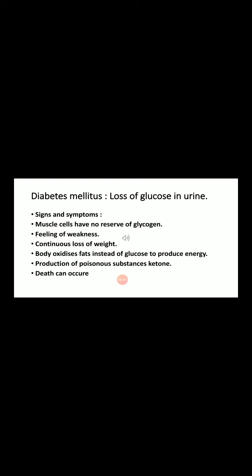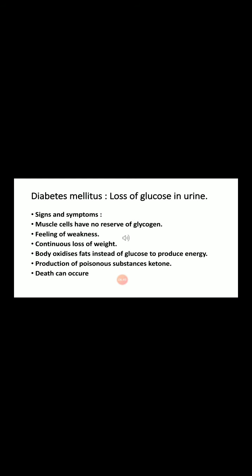Muscle cells have no reserves of glycogen. Glycogen is not stored in the muscle. It is constantly converted into glucose, leading to a high level of glucose in the body. The feeling of weakness, continuous loss of weight. The body oxidizes fats instead of glucose to produce energy, and poisonous substances like ketones are produced, which can damage the kidneys of the person. And ultimately death can take place.